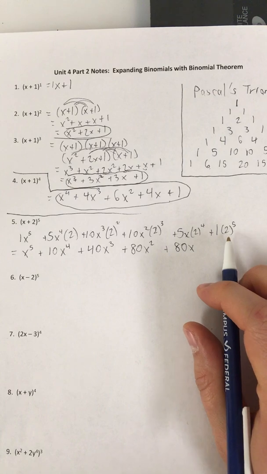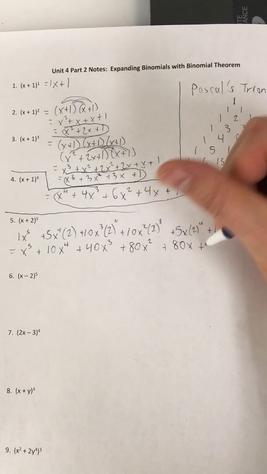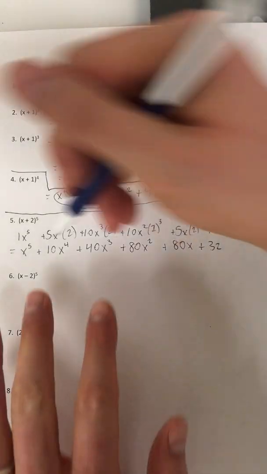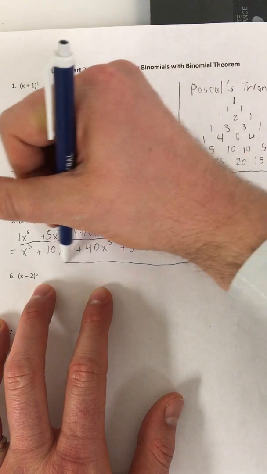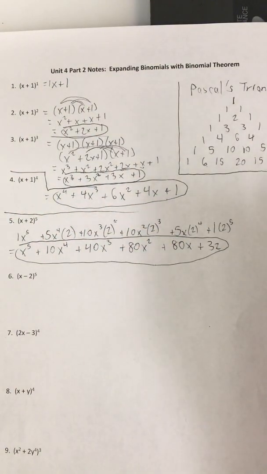And then my last one, what's 2 to the 5th? 32. All right, so that whole thing would be my answer. This is much quicker than trying to multiply x plus 2 times x plus 2, and then multiply that answer times x plus 2, then that answer times x plus 2, then that answer times x plus 2. It saves you a lot of time.